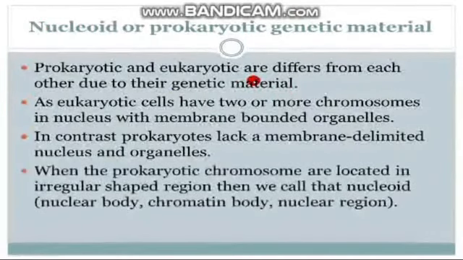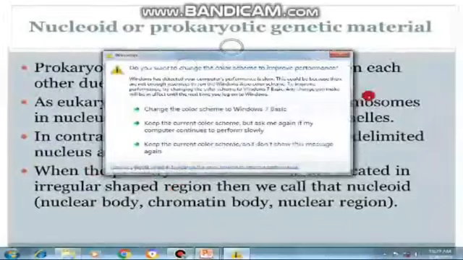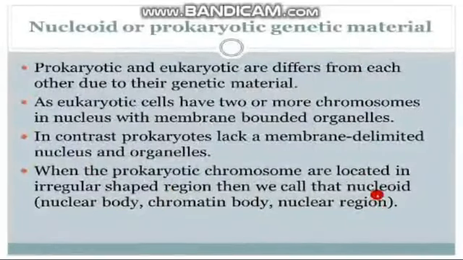The next point says that when prokaryotic chromosomes are located in an irregularly shaped region, we call it the nucleoid. We also call it the nuclear body, chromatin body, or nuclear region. The prokaryotic chromosome is usually found at the center, but it can occupy the whole cell, and the nucleoid is very complicated and complex.